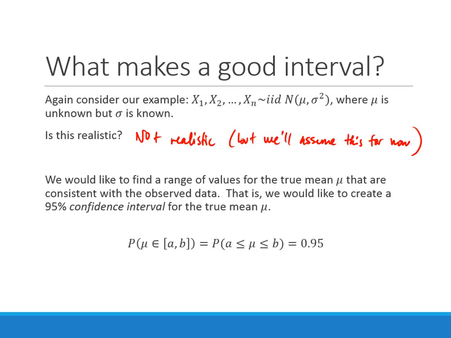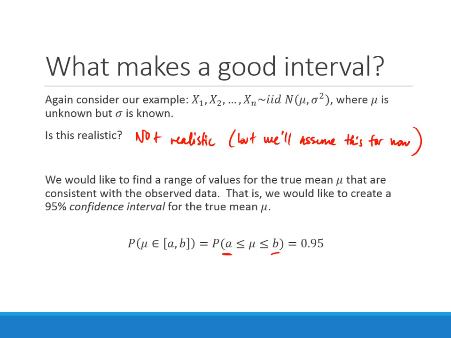We have a random sample of IID normal random variables. And we want to find a range of values for the true mean mu that are consistent with the observed data, or give us a 95% confidence interval for the true mean. So we want to find an interval such that the probability that the true mean falls inside that interval is 95%. Sticking with our notation from before, I want to find A and B such that the probability that the mean is between them is 0.95.